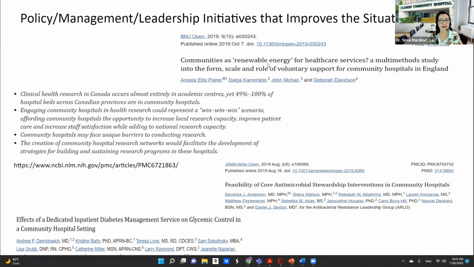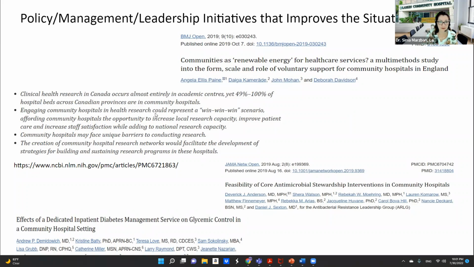Communities are renewable energy for healthcare services. Multi-method study of the role of volunteer support for community hospitals. Connecting our services with communities and approaching different methods to educate, to empower, to inform, to raise awareness among the community, to engage patients and community. All of those can be topics.